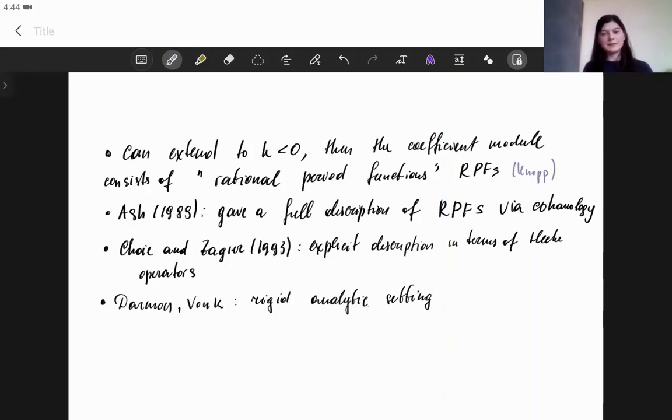Okay, and these rational period functions then satisfy some conditions. Ash then gave a full description of these rational period functions with whatever properties they satisfy via cohomology. However, that explanation was very abstract. For something more explicit, Choie and Zagier gave a description in '93 in terms of Hecke operators. More recently, in the rigid analytic setting, Darmon and Vonk have introduced these rigid meromorphic cocycles, although I'm sure there's a lot more other interesting cohomology theories that are related to Eichler cohomology.